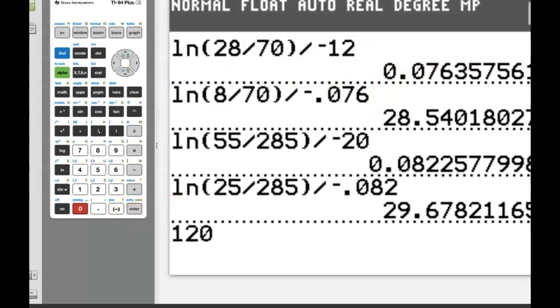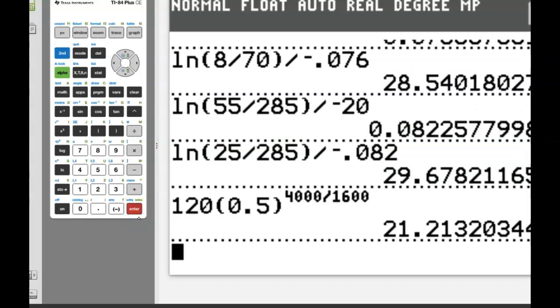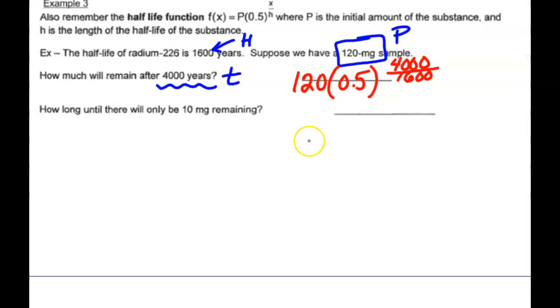So it's 120 times 0.5 or 1/2 to the power of 4,000 divided by, I already forgot what it was, 1,600. Thank you. Okay, so 21.2. Everybody okay? Yes. Yeah, I don't know what Delta Math does for these kind of questions. I'm going to go with a 1/10, okay? 21.2 milligrams. If we have time at the end today, I can look up, because there are some eventually. Not till next week do I assign any Delta Math on this.